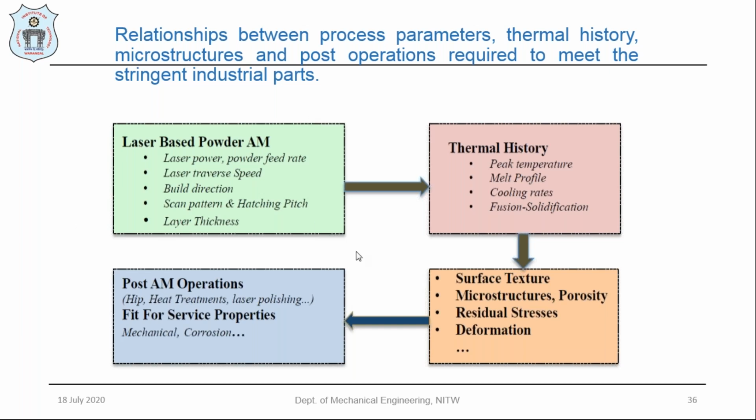This is how the laser beam interacts with the powder, the thermal hysteresis, and the surface structure, whatever structures we are going to have: the geometrical properties, microstructure, residual stresses. And we need some post-process additive manufacturing operations to enhance the property or the geometry of the component.